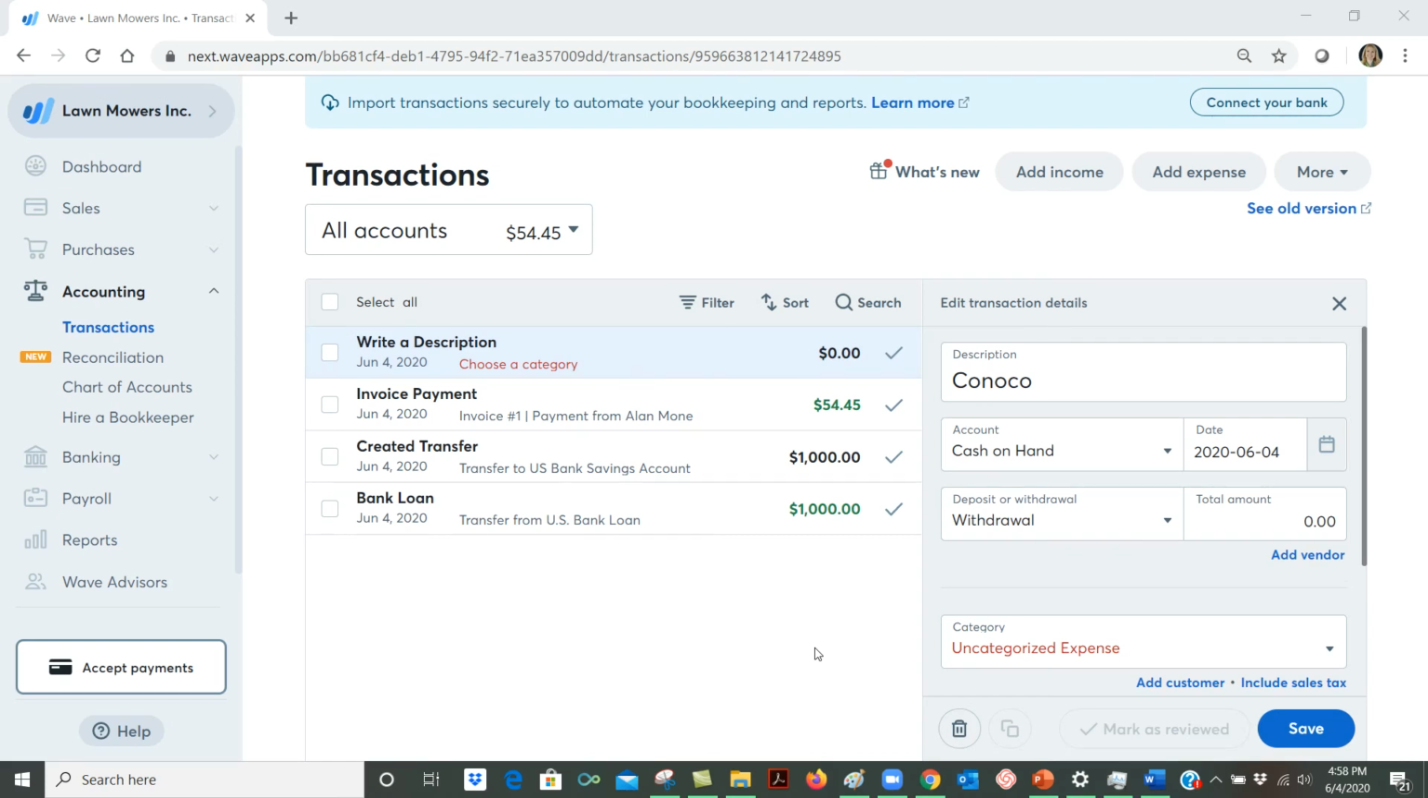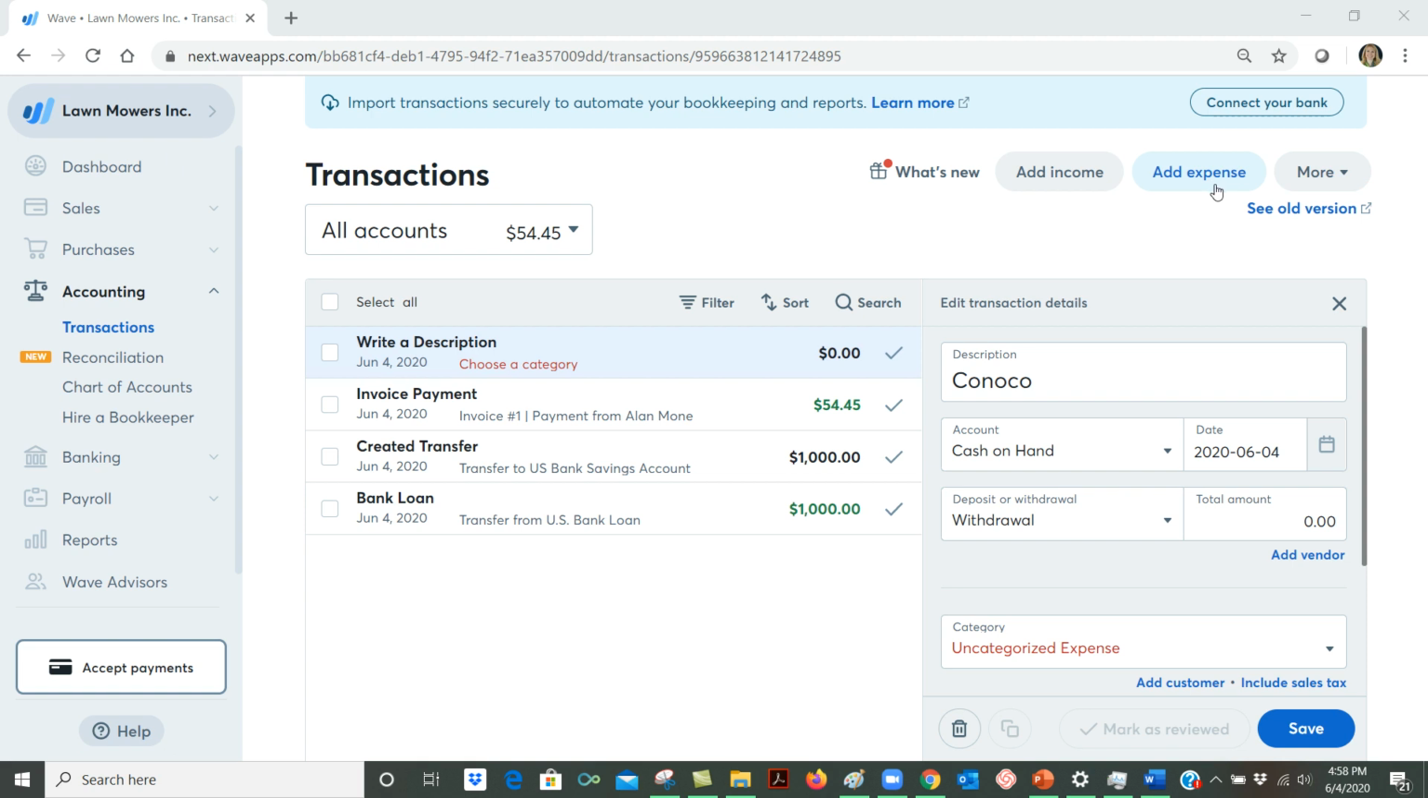So let's go ahead and enter the expenses for Lawnmowers Inc. The first expense was the $25 purchase of gas, which the owner paid cash for. So what I did here is I went back to the transactions page by clicking on accounting and then transactions.